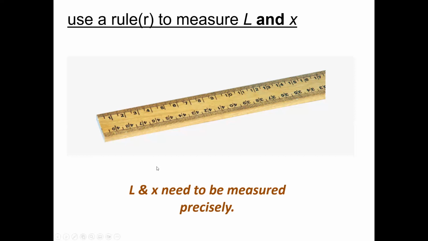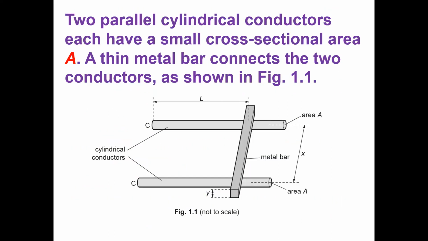And now I'm showing my thinking process. I'm going to use a ruler to measure L and X. Again, look at the diagram. Keep on looking at the diagram. L is the length, which I'm going to change. X is the length, which I'm not going to change.